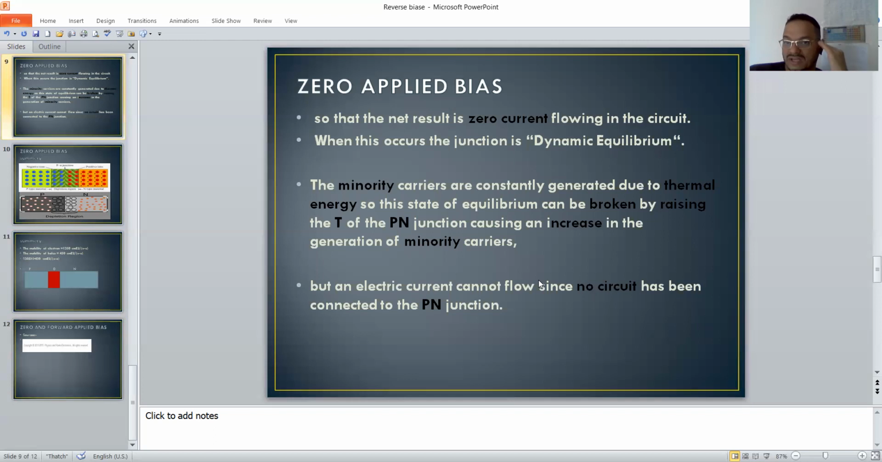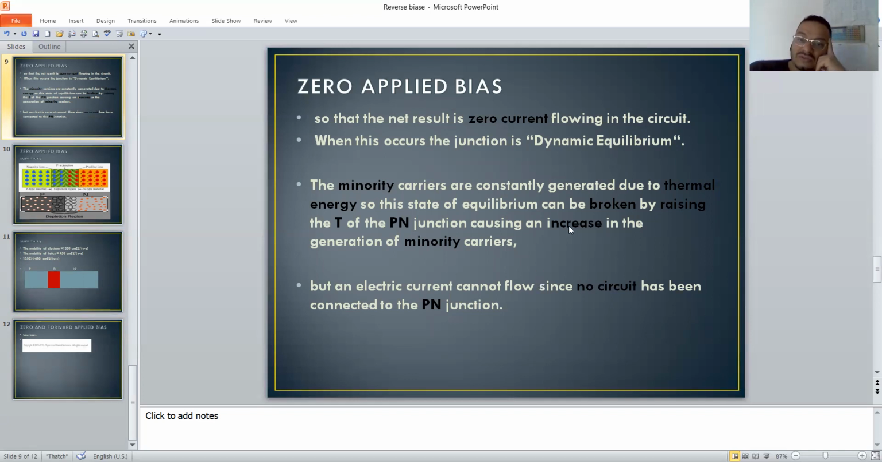Here we're dealing with dynamic equilibrium, but the minority carriers are continuously created. Why? Due to the thermal energy. Here we're talking about the minority, which means a strong relation between the minority and thermal energy. So this state of equilibrium, the minority deals with the thermal equilibrium and equilibrium conditions.